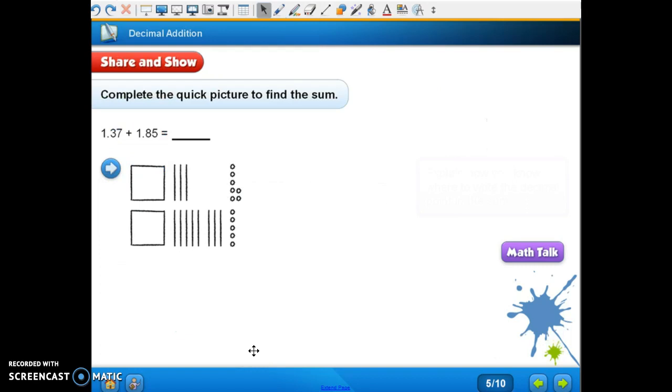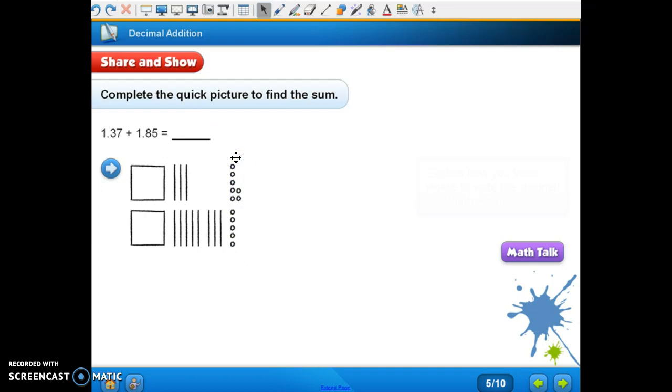Okay, now we're on the Show What You Know section at the bottom of page 122. They've already done your quick draw. Here's 1 whole, 3/10, and 7 ones. And 1 whole, 8/10, and 5/100. I'm sorry, I think I stated this wrong. This is 7/100. Okay, so we're going to add.